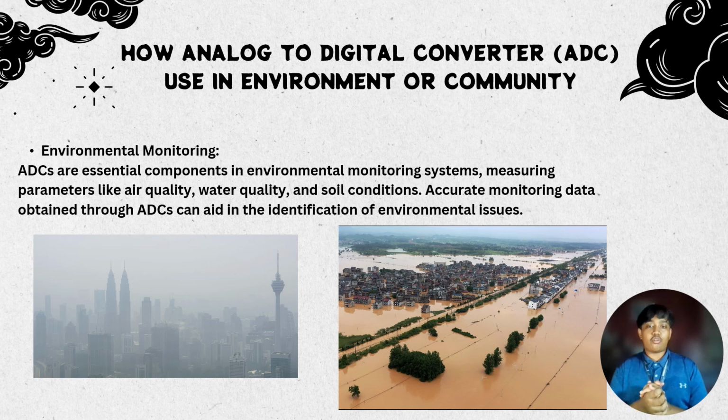How is the analog to digital converter used in the environment or community? First, environmental monitoring. What I can summarize is that environmental monitoring systems measure parameters like air quality, water quality, and soil quality, which can identify environmental issues like haze and flood. For haze, from the ADC we can check the IPU to help prevent haze, and for floods, we can monitor the water quality or water level from the ADC converter.